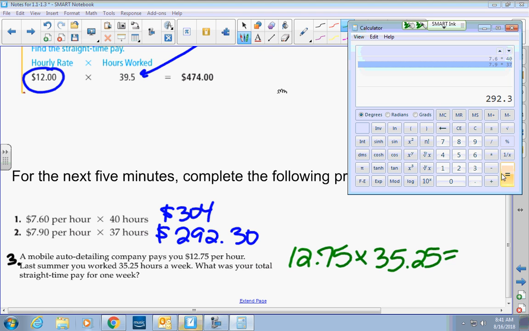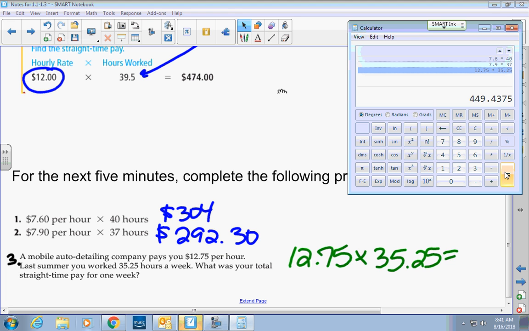And then our last one was $12.75 an hour times 35 hours and a quarter of an hour. And that one we had to round to the nearest penny. That was $449.44. I've never worked for an employer that paid me in partial pennies, so round to the nearest penny.